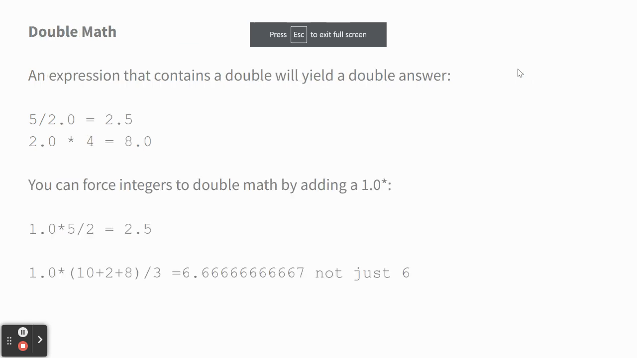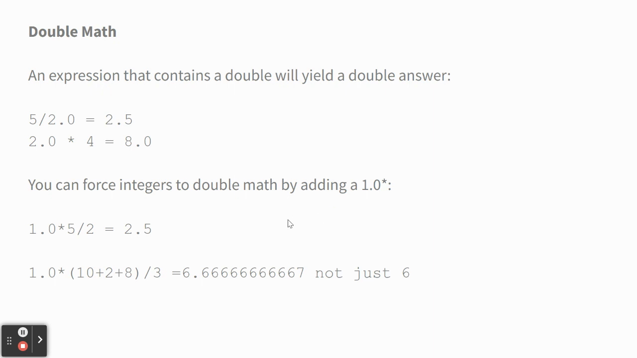All right. Now, double math. Marcus asked, what happens if you use a double variable? Remember, we're just working with our primitive variables. If an expression contains a double, then the answer will be a double. So 5 divided by 2.0 is 2.5. And 2.0 times 4 is 8.0, not 8. And you can force integers to be doubles by just doing a 1.0 times.